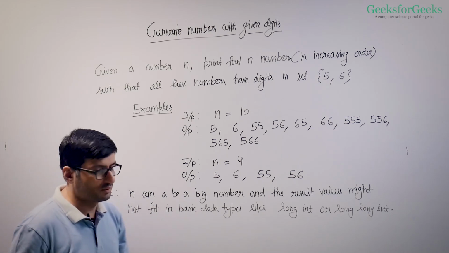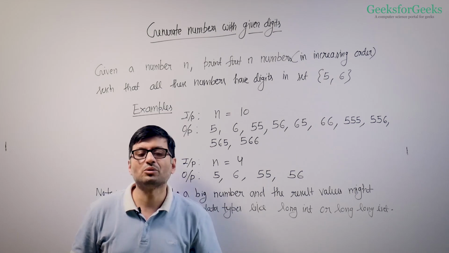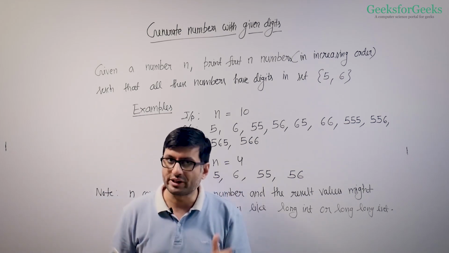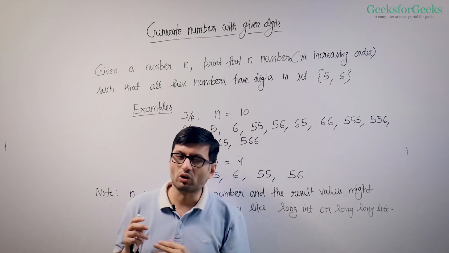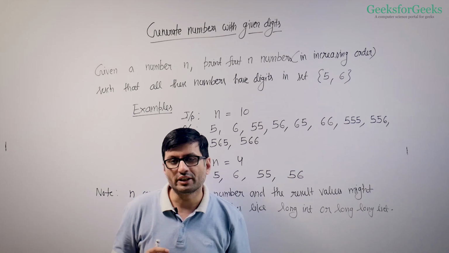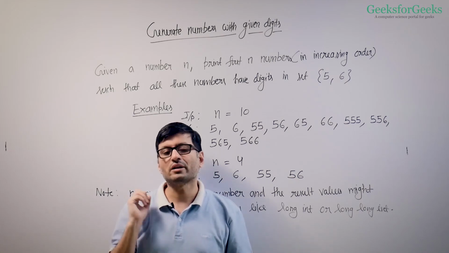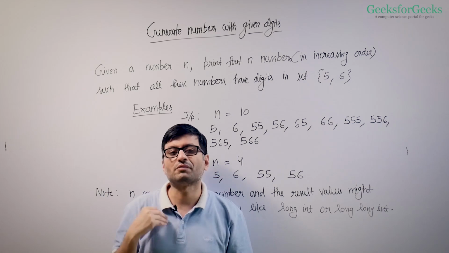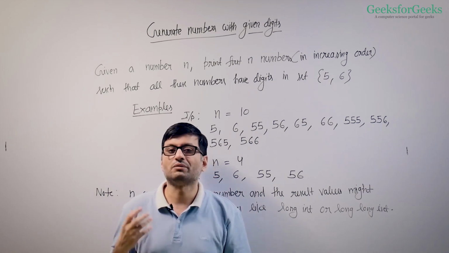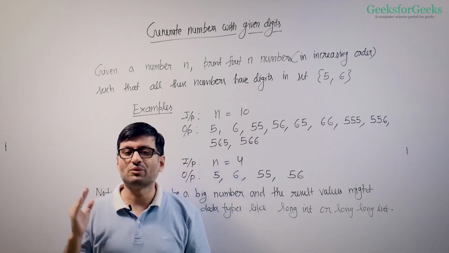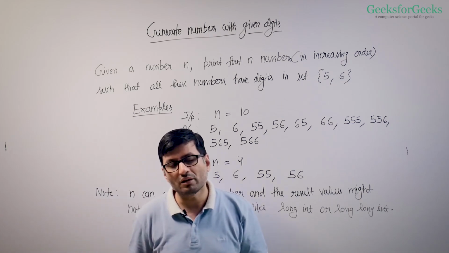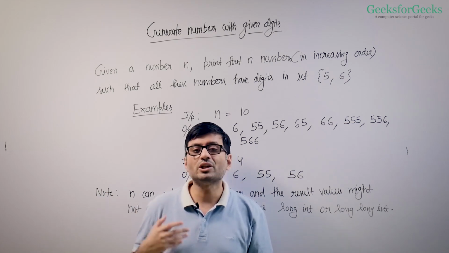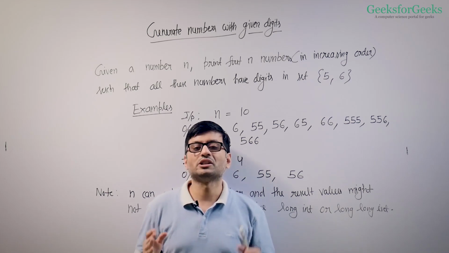How do you solve this problem? One simple way to solve this problem is to simply run an infinite loop that goes through all the numbers from 1 to infinity. For every number, it checks whether the current number has digits 5 or 6 only. If it does, then print that number, increment the count, and if the count becomes equal to n, then stop. So that's the simple solution.